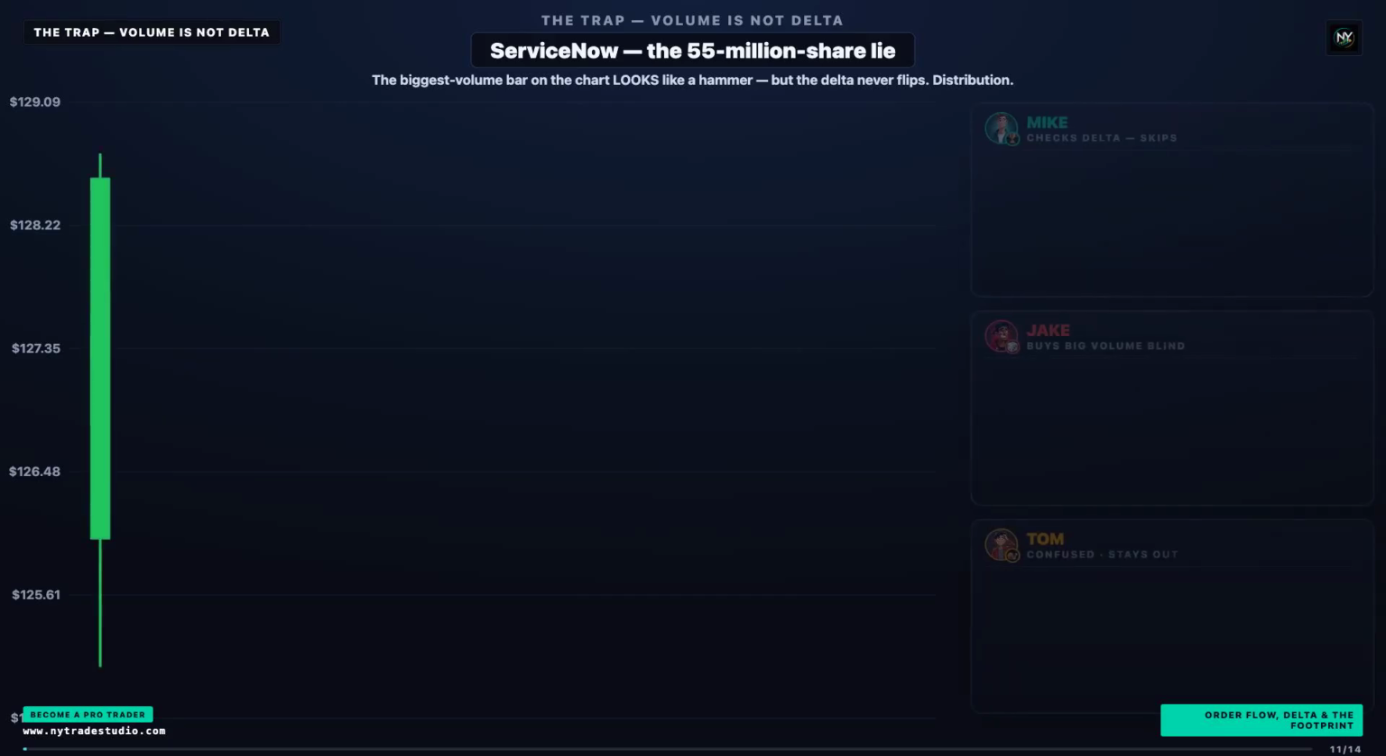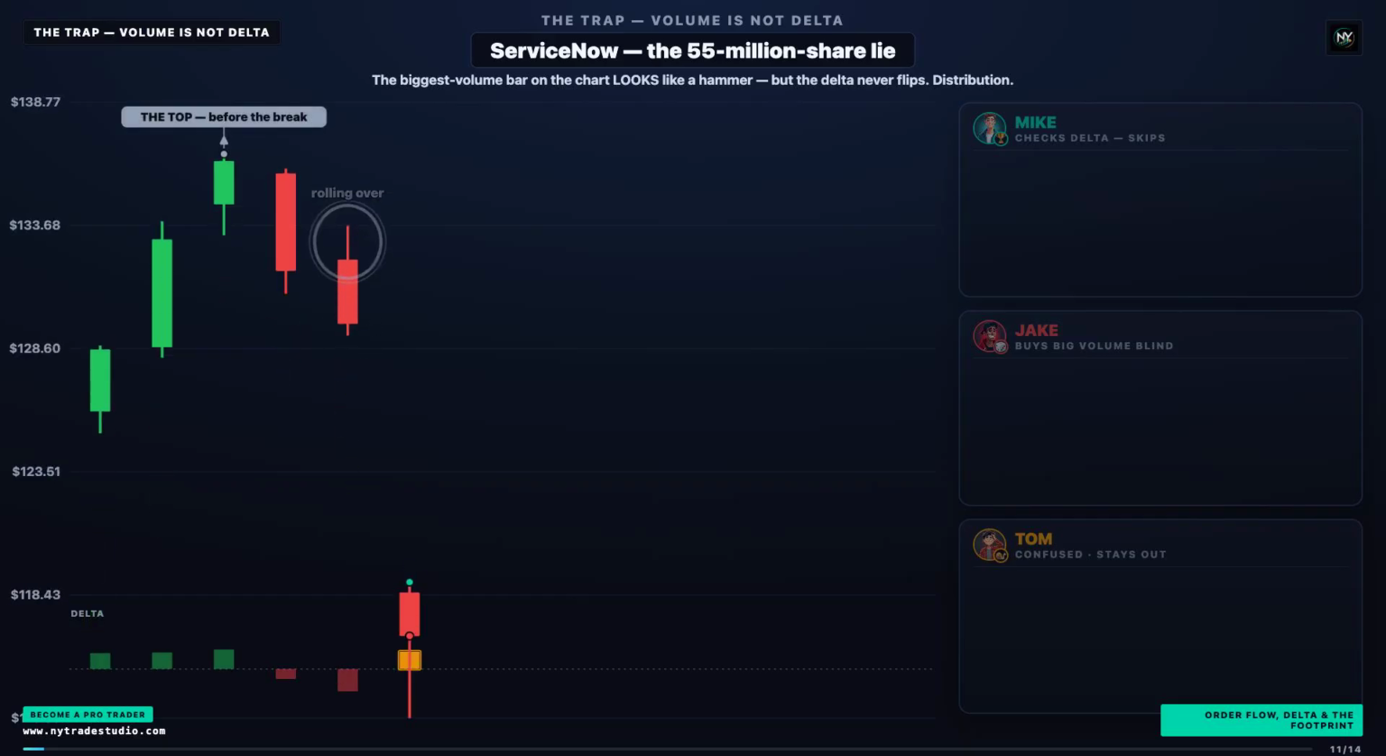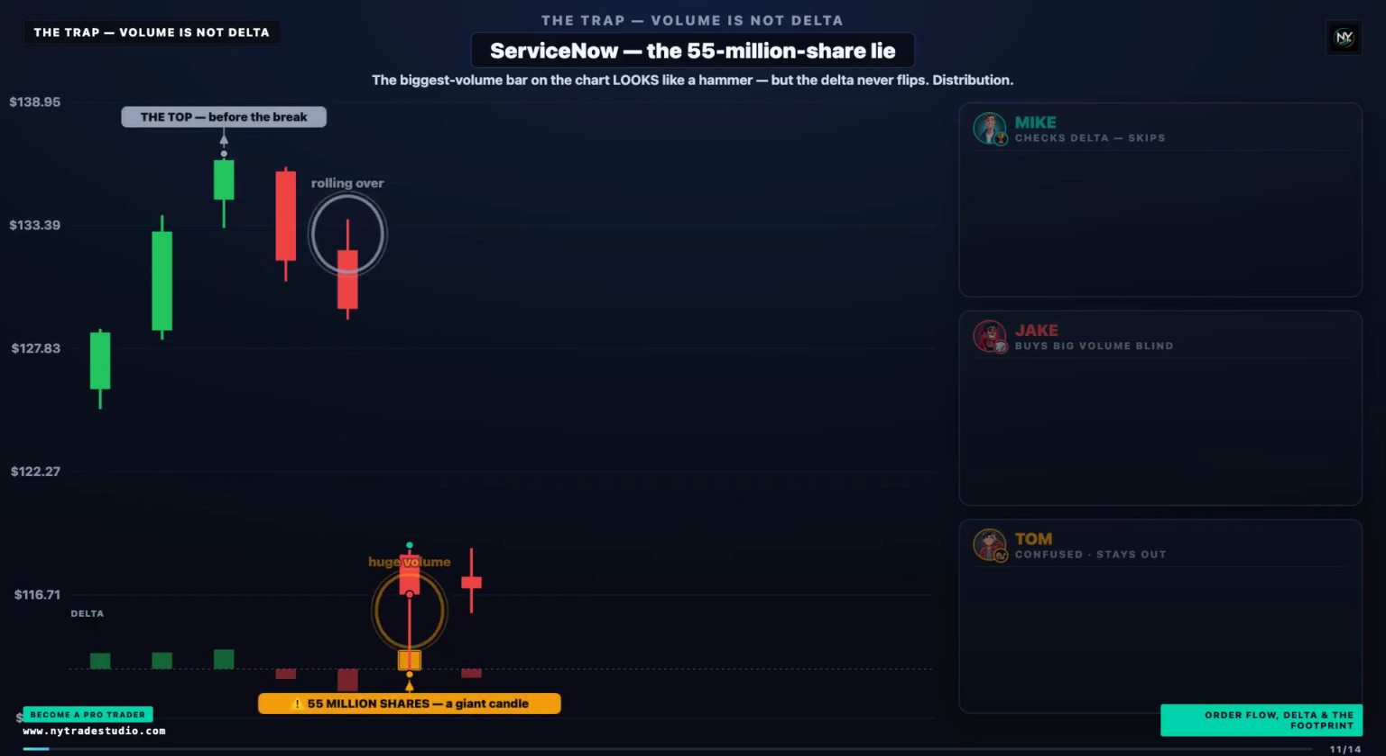Now the trap, and it is the most expensive mistake in order flow. This is ServiceNow, and it looks exactly like the 2 winners you just saw. The stock has been rolling over from its highs, and then it happens, a monster candle, 55 million shares, by far the biggest volume on the entire chart. It gaps down, stabs a deep low, and closes well off that low. A giant hammer right at the low.